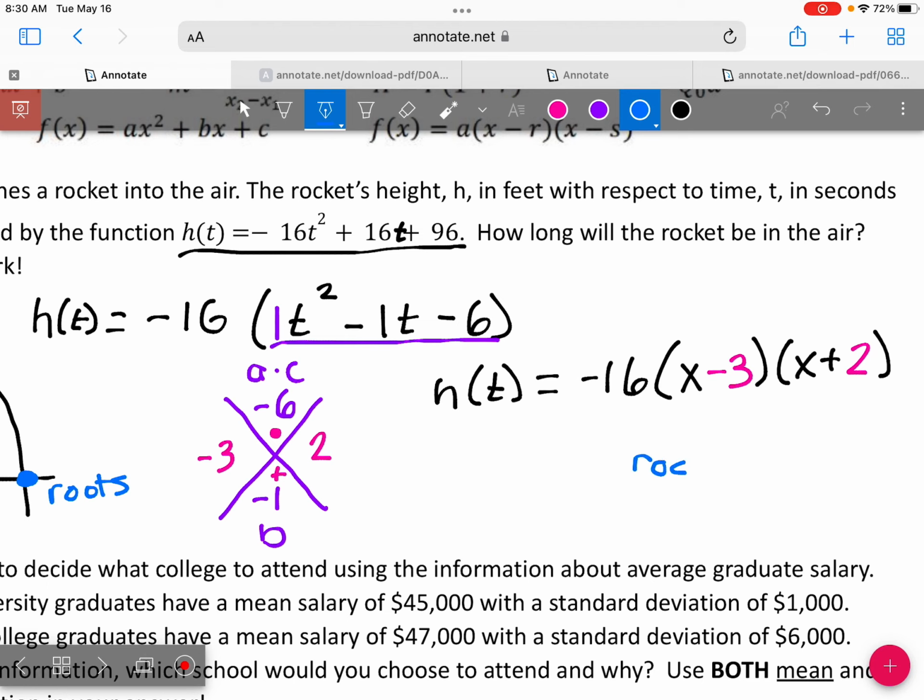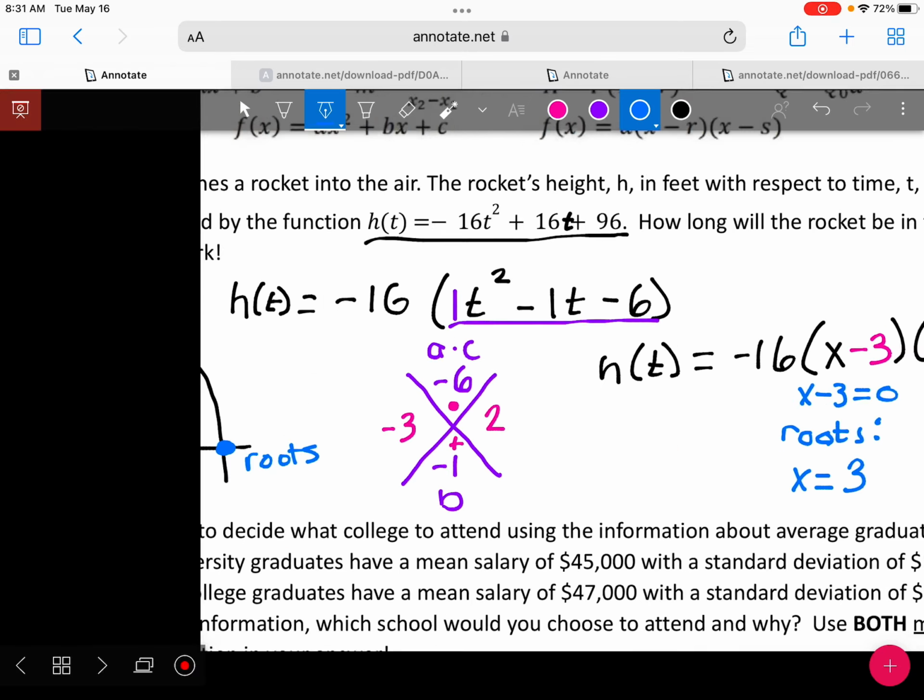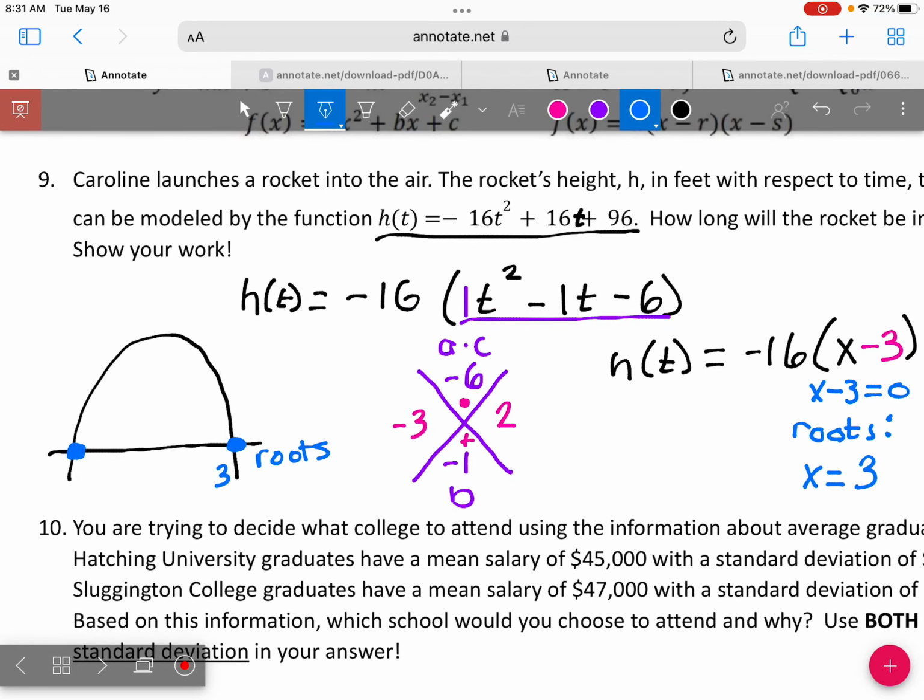Where are our roots? How do we find those? Set them equal to 0. Beautifully said. So we want x minus 3 equals 0. Where's our root? At x equals what? Positive 3. And when x plus 2 equals 0, our root is where? x is negative 2. So our roots are at positive 3 and negative 2, which means somewhere in here is our y-axis.